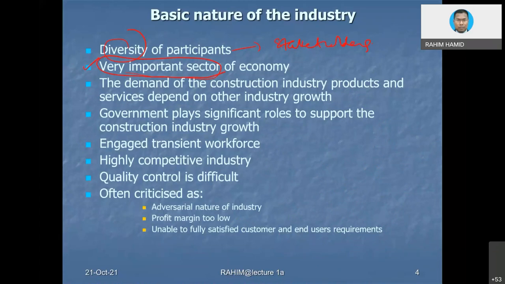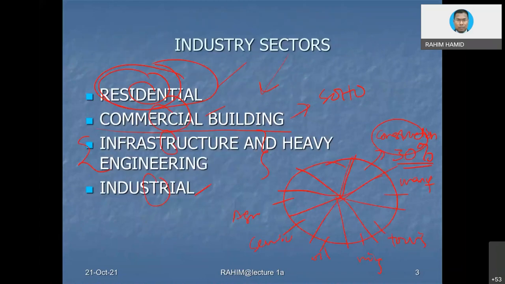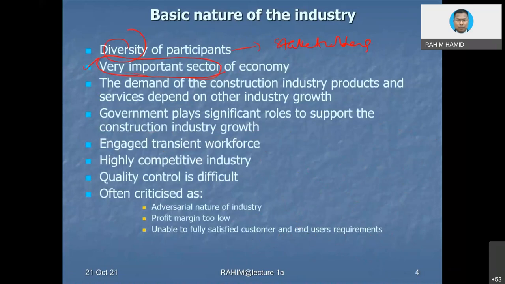The demand for the construction industry depends on other industries' growth. Is it true or not? Construction industry basically depends on other industries. Is it correct? Then, the government plays a significant role. Is it true that the government plays a significant role in deciding whether the construction industry is sluggish or booming? Then, it engages a transient workforce, a workforce that changes, people come and go. Is it really true? Perhaps if you work at a construction site during your practical training, you would understand some of these concepts that I mentioned, especially this one. Highly competitive industry.